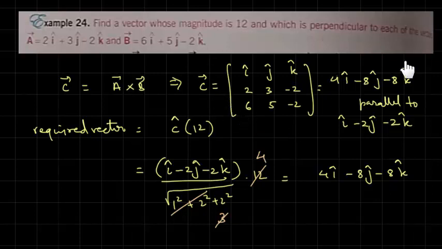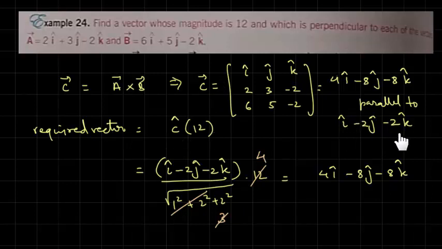So we will get the vector whose magnitude is 12 and it is perpendicular to both of these vectors. So a cross b gives us this matrix multiplication, you can get this, and to simplify it you can say it is parallel to this vector. So you just take the 4 out. Now the required vector is c cap times 12. If this is c vector, we can find a unit vector c cap in direction of c using this, and then multiplying that by 12 will give our required vector.